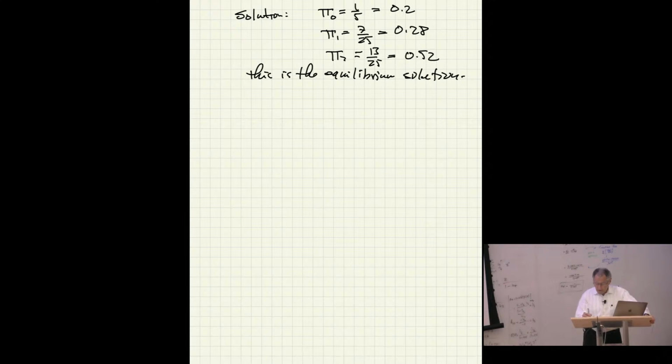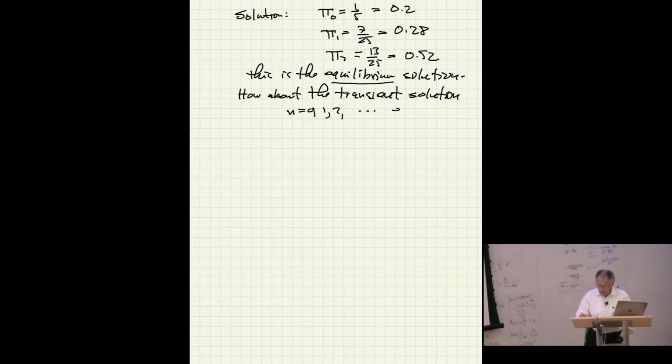Now this is the equilibrium solution. It's what happens after a long time. It's a stationary distribution. But what about starting in one state and watching this thing evolve? Supposing you don't start with the equilibrium distribution, okay? So namely, I'm going to ask, how about the transient solution as a function of n? How do those probabilities move? Namely, you want to go from n equals 0 to 1 to 2, all the way out to equilibrium.